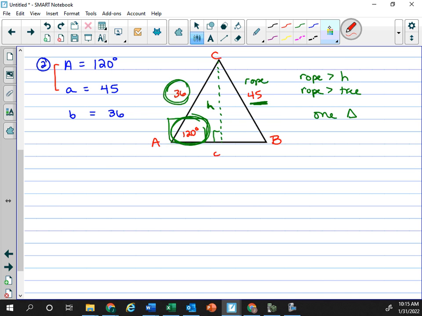So I'm going to do sine of 120 over 45. What am I going to set that equal to? Sine B. Yes. Over? B. And over 36. Yes. Good. Yes, that is side B. So I've got 36 sine of 120 over 45 equals sine of B.